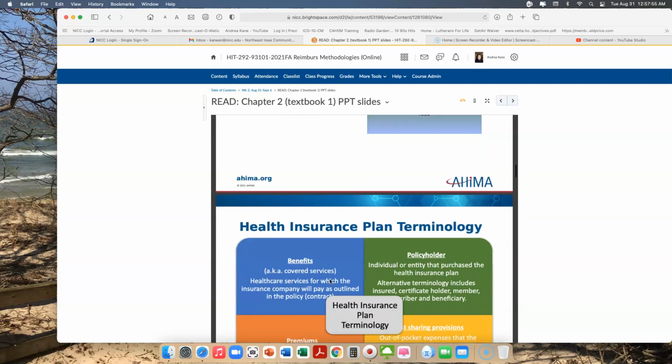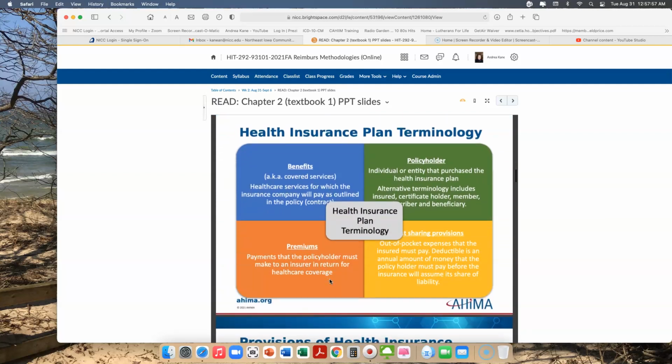And the risk pools typically include everyone from young and healthy all the way through to those who have complex chronic conditions. So health plan terminology, you need to know what benefits are, premiums are, policyholder, and cost sharing provisions.